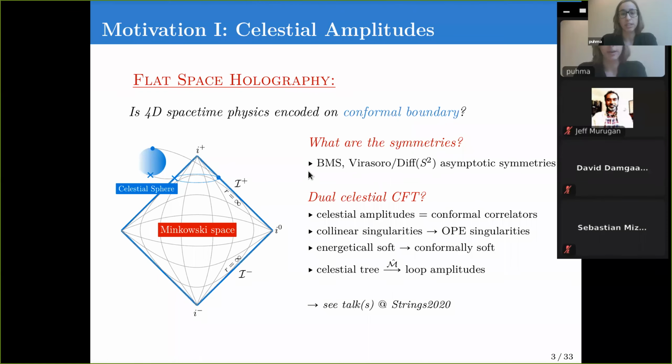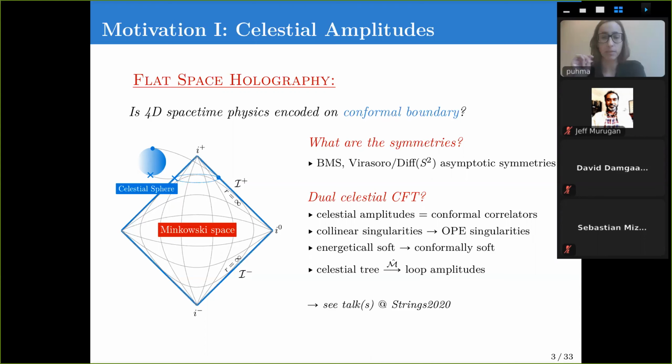Once you have settled this question, then you can ask where would a proposed holographic dual theory live? And the natural place for it to live is the conformal boundary of asymptotically flat space, namely null infinity. And what has been shown in the past couple of years is that amplitudes manifest conformal structure in certain limits of scattering amplitudes.